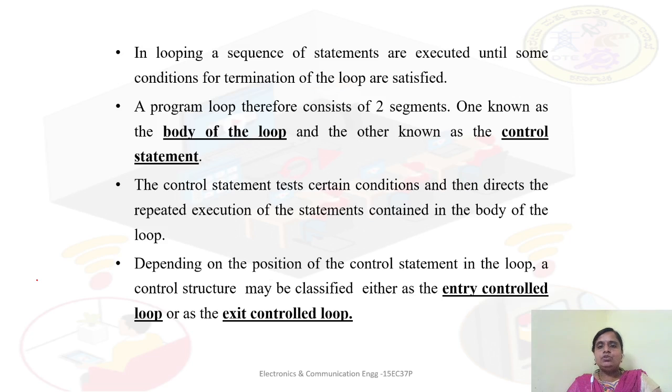So what is present in this loop? How are we going to build this loop? This loop is going to have two segments: one is the body of the loop and the other is the control statement. The control statement is going to test the conditions, and according to the condition being true or false, it is going to execute that particular body of the statement. Depending upon the position where we write this test statement, we can classify it as either entry controlled or exit controlled.